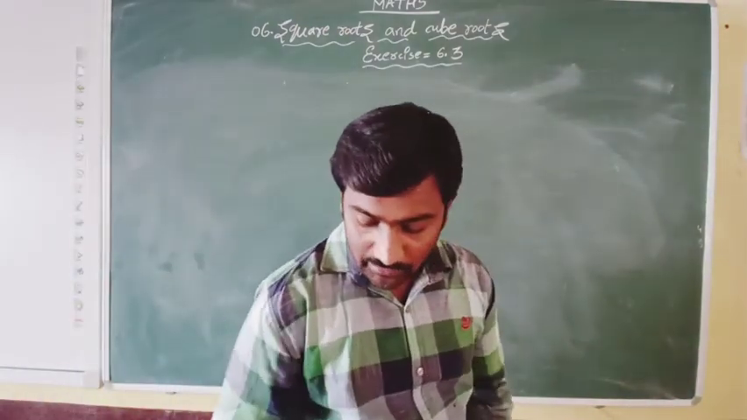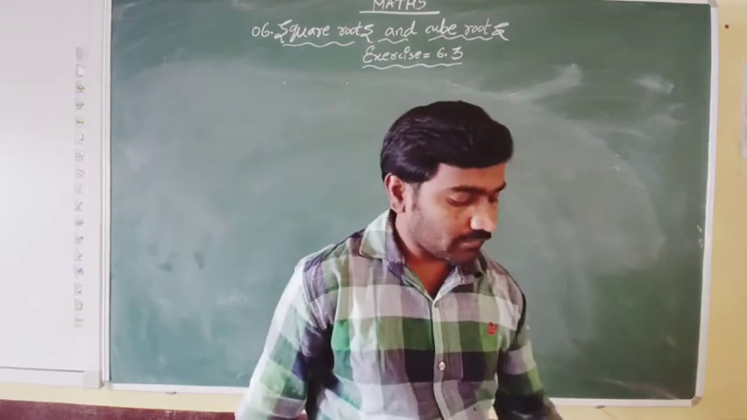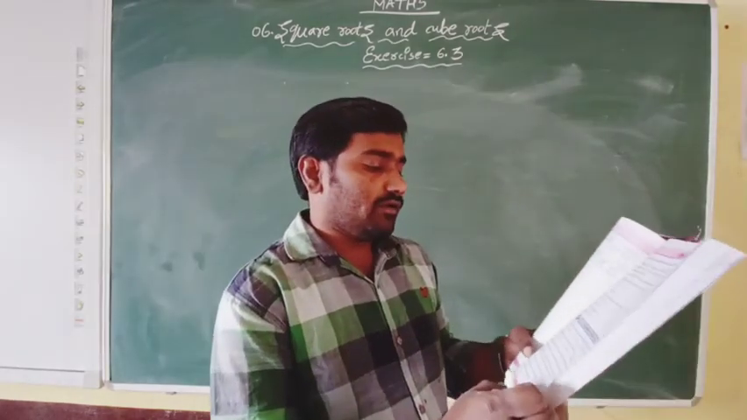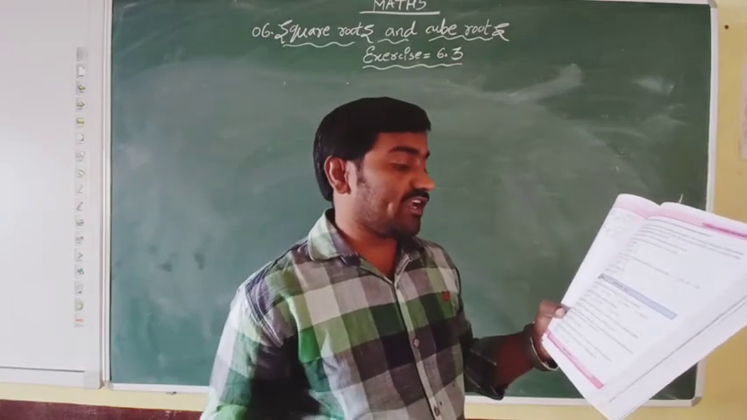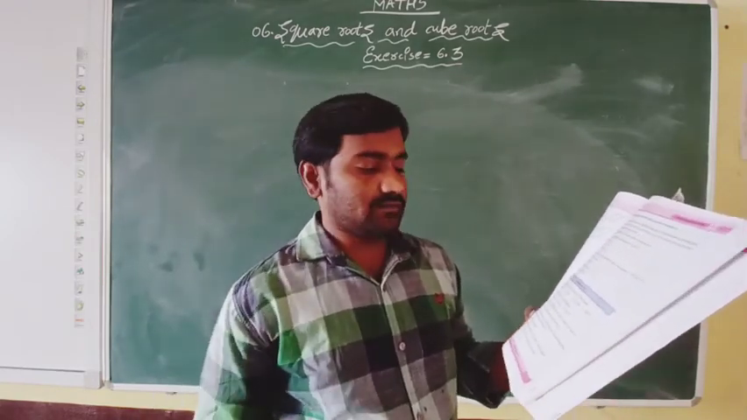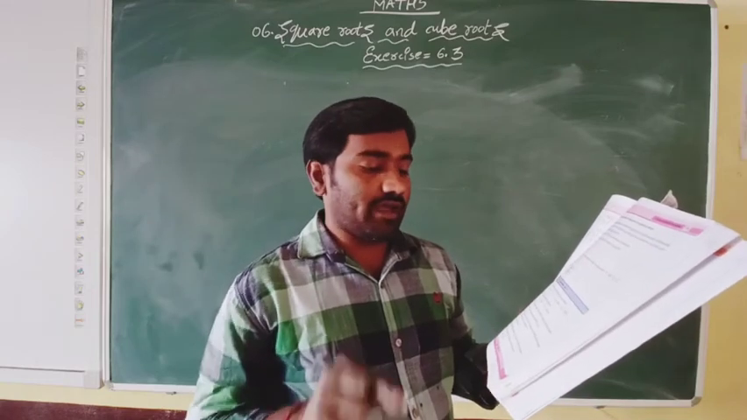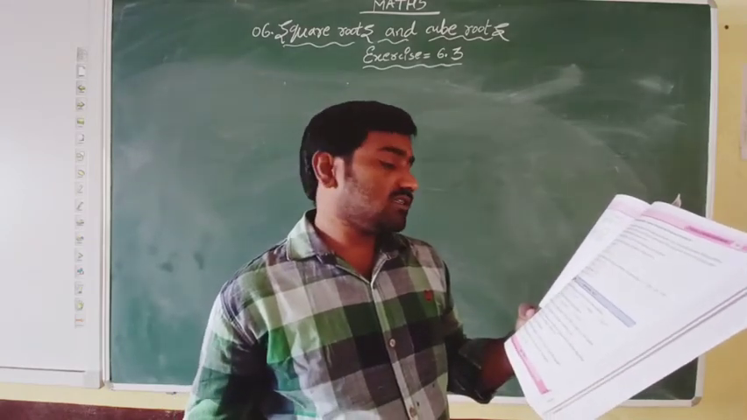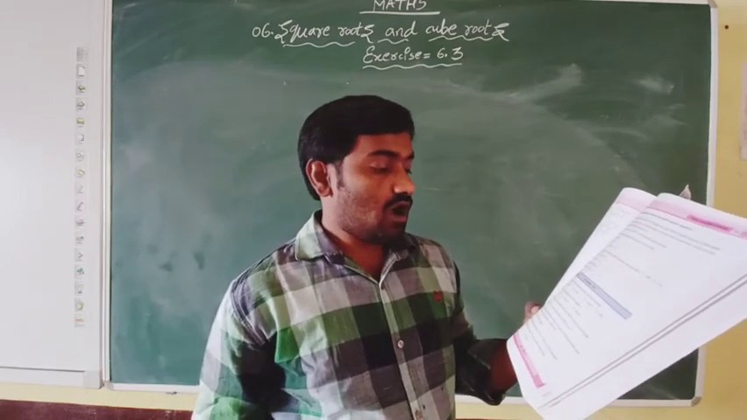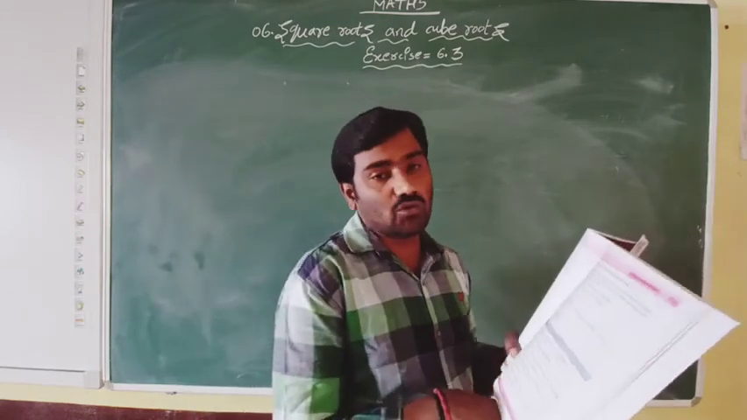And there is a fifth question. A gardener wishes to plant 8,289 plants in the form of a square. He found that there were 8 plants left. How many plants were planted in each row?